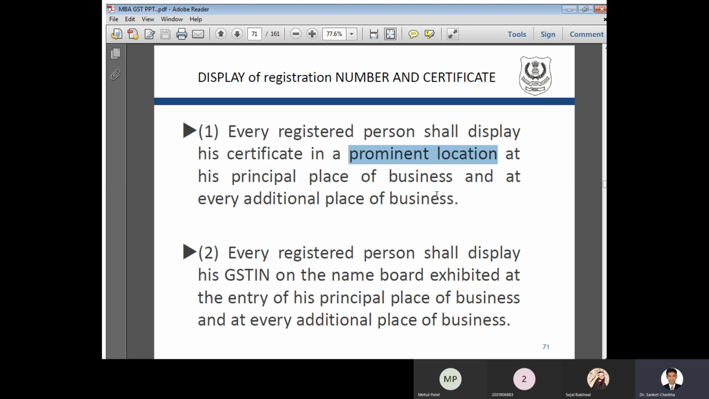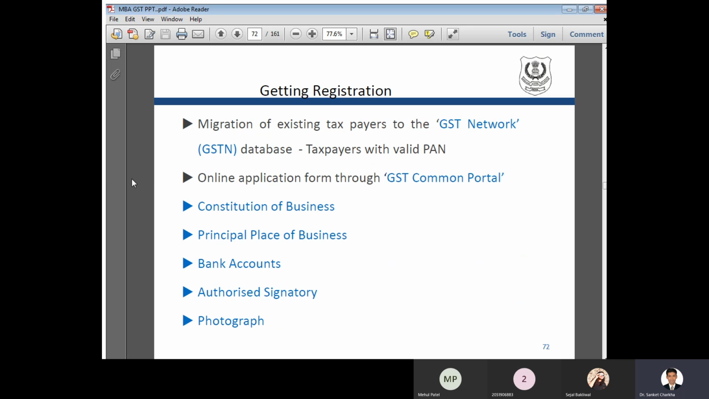If you look at various shops in the market, the GST certificate is available at the cash counter, and simultaneously the GST registration number is provided on the board, whether a whiteboard, blackboard or LCD board, displayed outside that particular business. So at every stage you have to display the GST number which has been given to you.